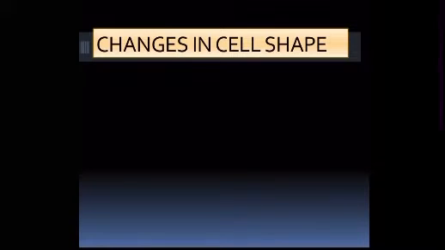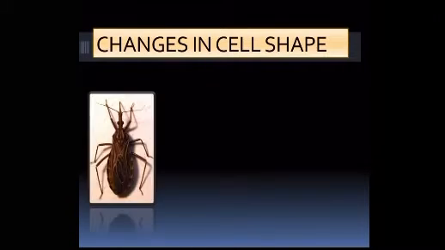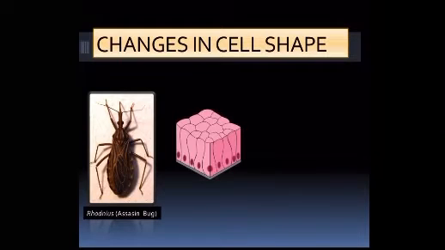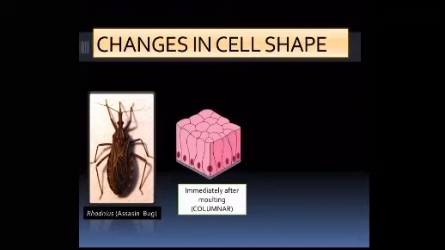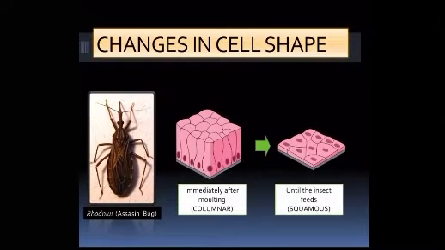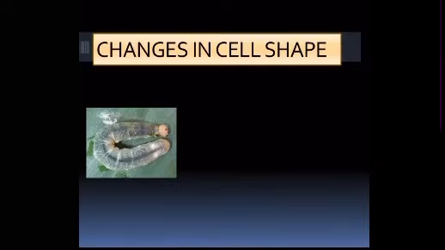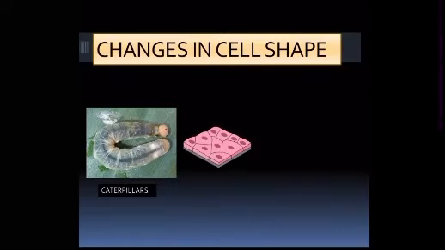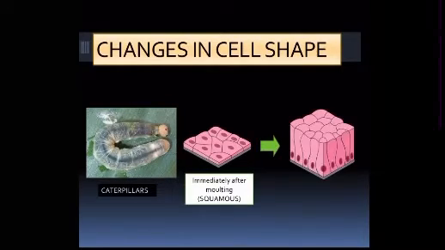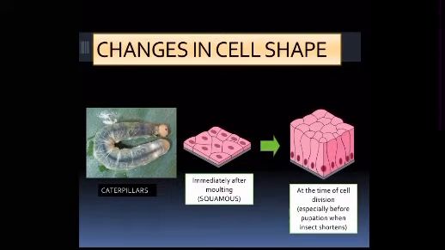After density, we have changes in the shape of cells. For instance, in assassin bugs, which are hemimetabolous, the epidermis is columnar immediately after molting, but becomes squamous until the insect feeds. However, in the holometabolous forms, it is the opposite. The epidermal cells are squamous immediately after molting and turn columnar at the time of mitosis, especially before pupation when the larva shortens.